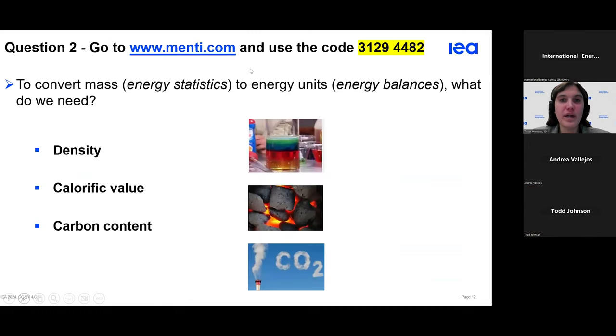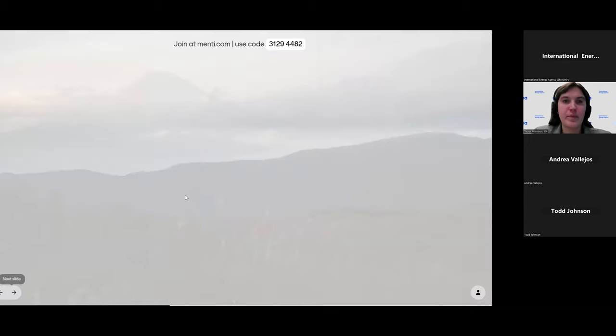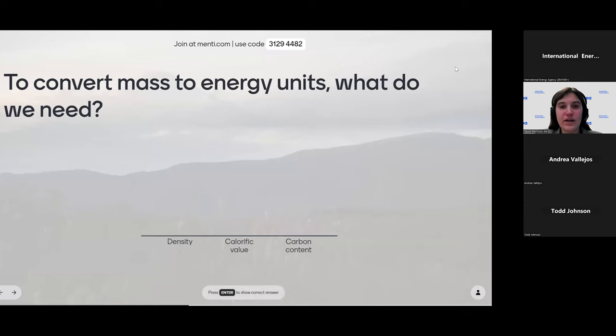So we'll do a quick Menti here. To convert mass into energy units, what do we need of these three factors? The options here are density, calorific value, or carbon content.